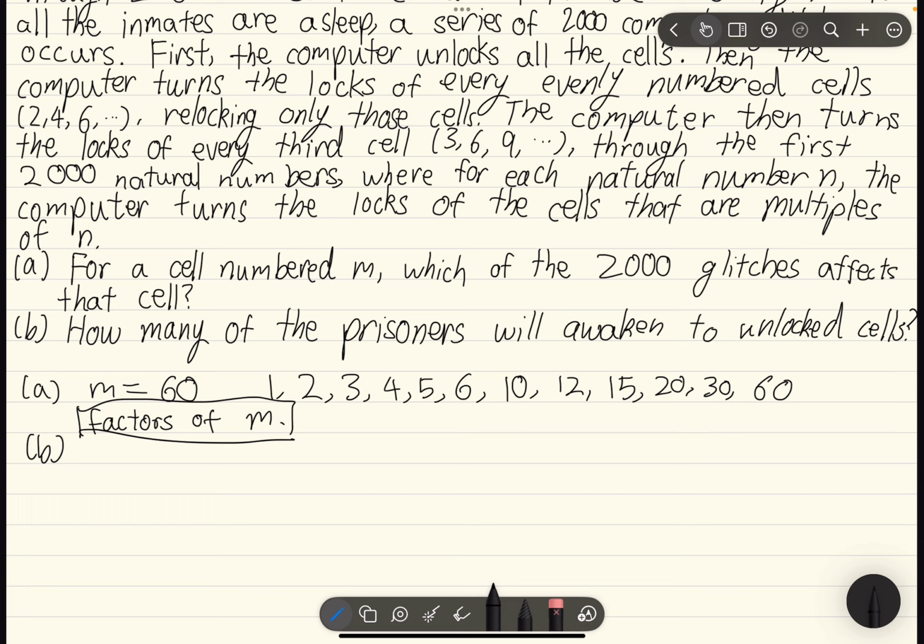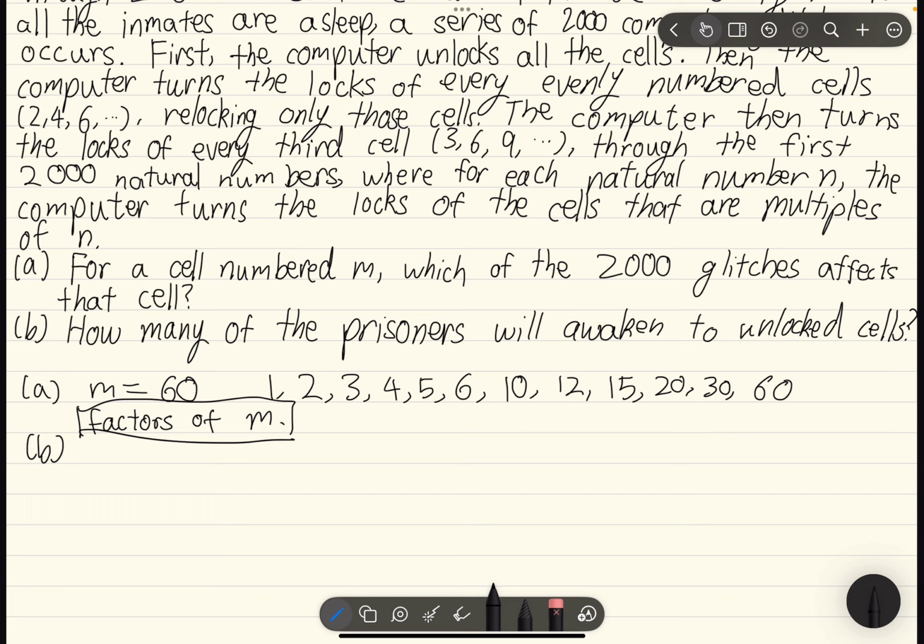How many of the prisoners will awaken to unlock cells? So at the end of the 2,000 glitches, how many cells are still unlocked? So how do we know if a cell is unlocked or locked at the end of the 2,000 glitches? Well, it depends on how many times the lock has been turned, right?